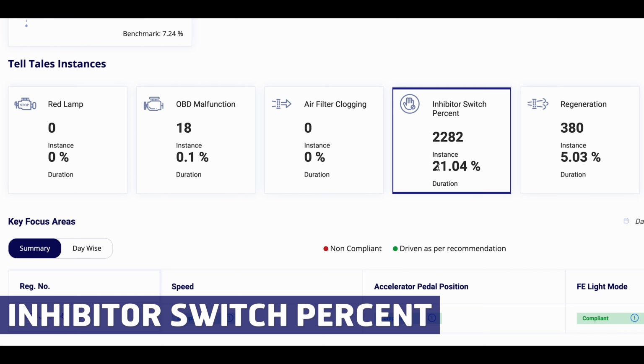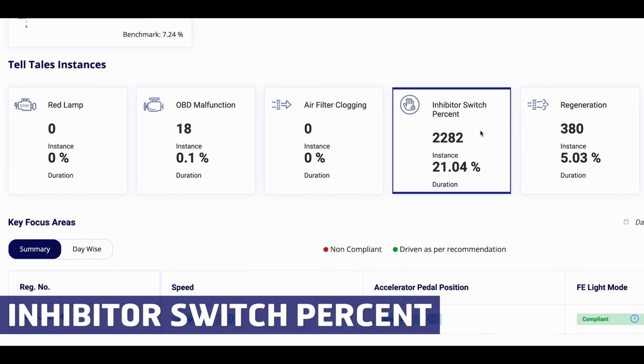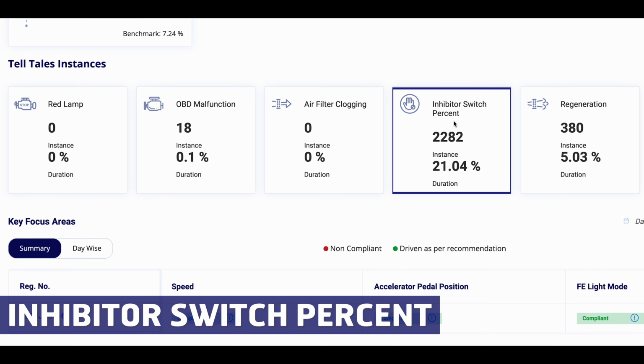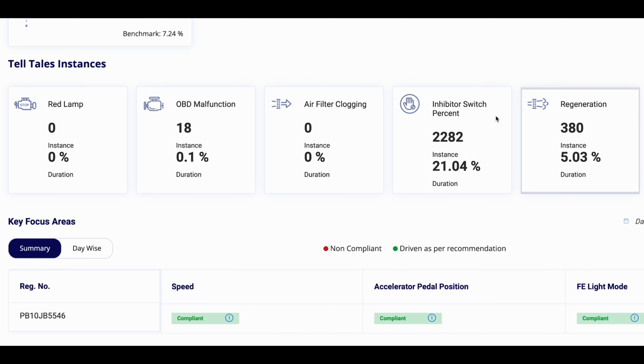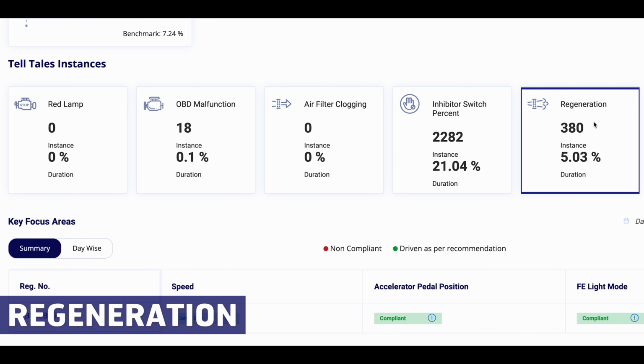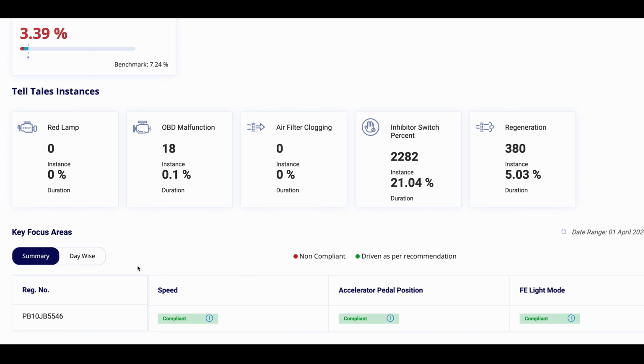In this case, the inhibitor switch was used for 21% of the total driving time. This is a significant amount and suggests a potential area for improvement. Minimizing inhibitor switch usage will contribute to better long-term engine health and consequently better mileage. Last is the regeneration instances and duration, which is in fact likely linked to the inhibitor switch usage.